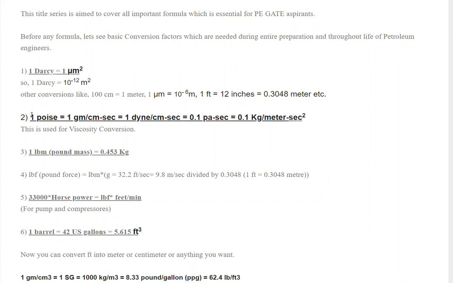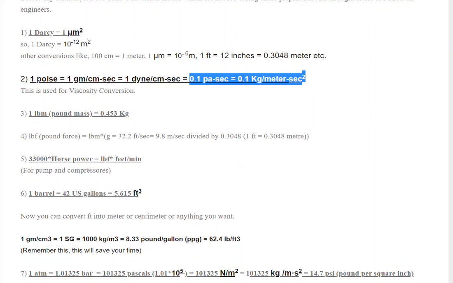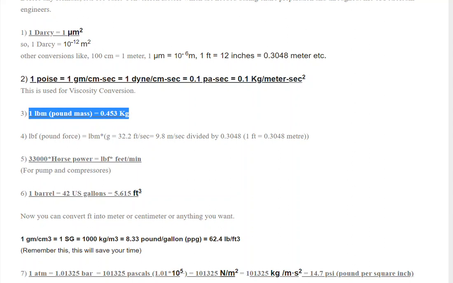Next is conversion of viscosity, that is 1 poise or 1 CGS unit is equal to 0.1 SI unit. This is used for viscosity conversion. Next thing is conversion of mass, that is 1 CGS unit is equal to half of the SI unit. So 1 lbm, pound mass, is equal to 0.453 kg.